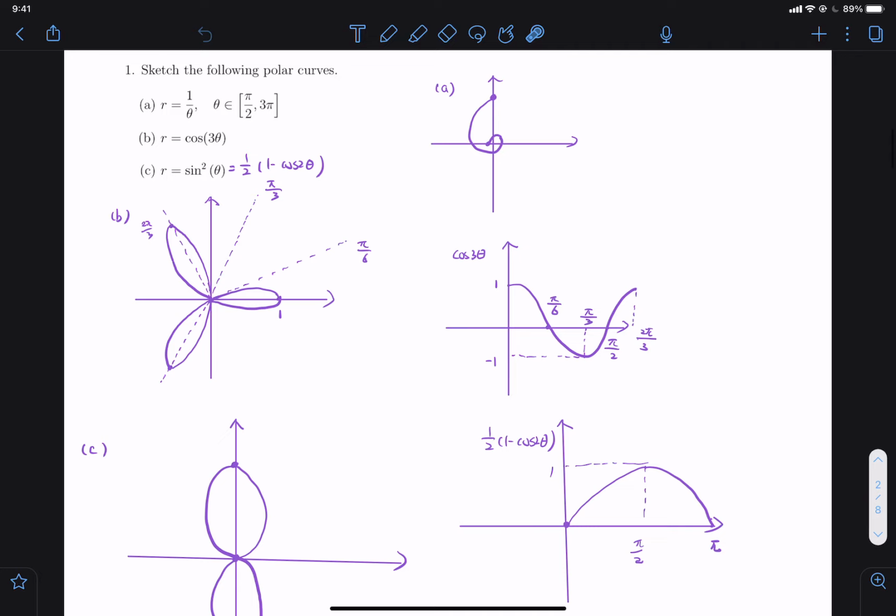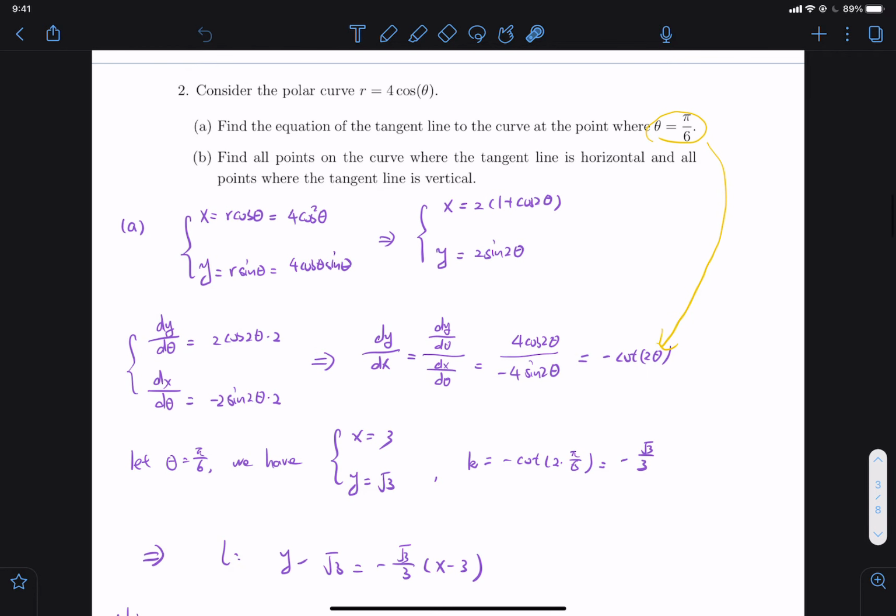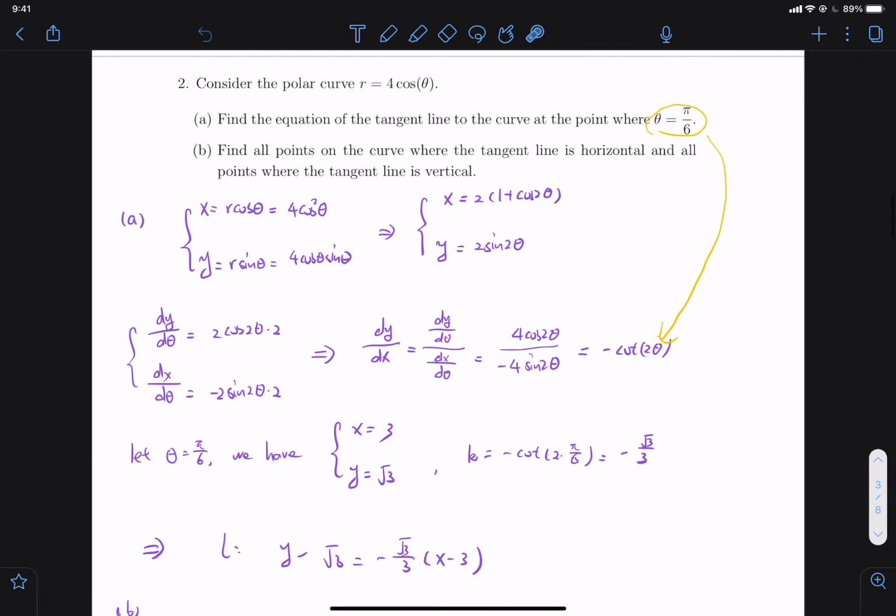Okay, so that is our question 1. Very simple, I think. And now let's move on to question 2. Question 2 is about the tangent lines, right? Vertical tangent line and the horizontal tangent line. We have done such a question in the last tutorial, but that was not in the polar form. So the only new thing here is that you need to convert this to the parametric form from the polar form.